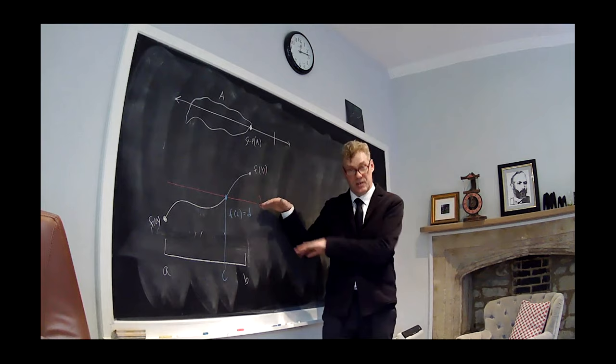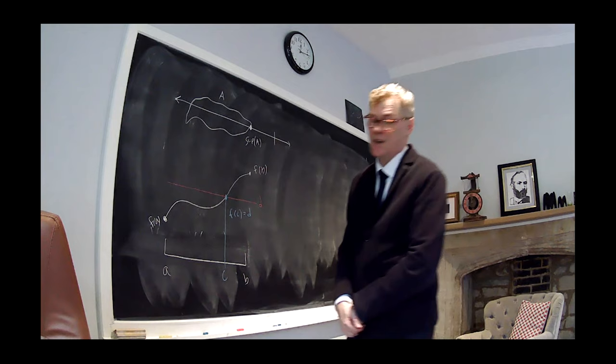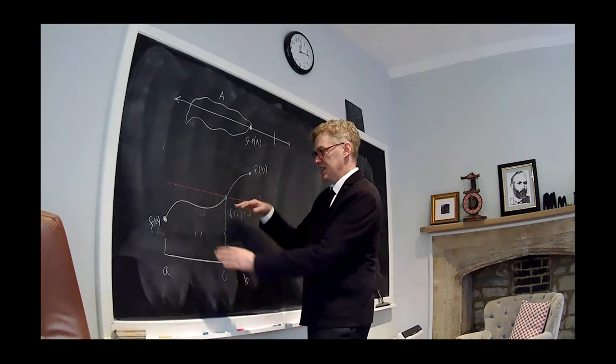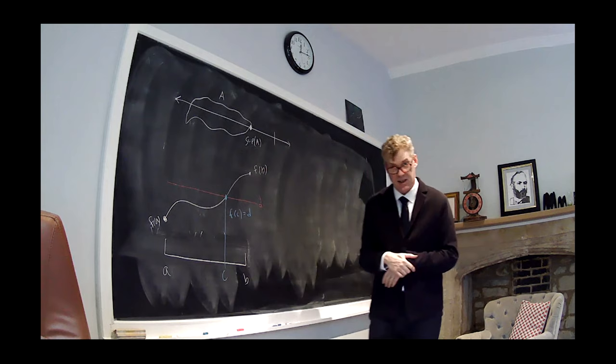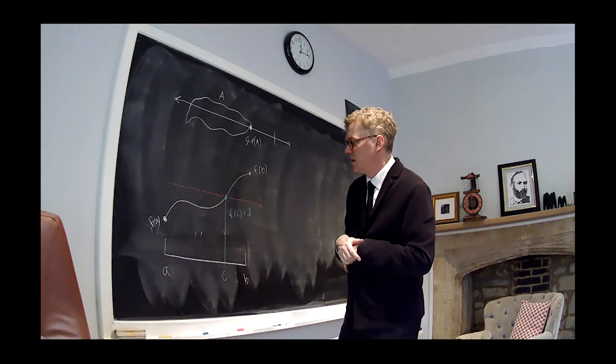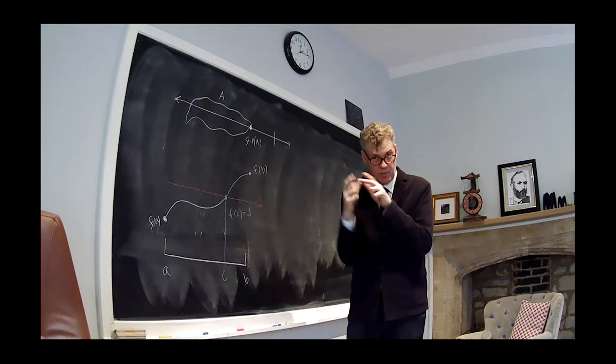So you can prove this by using the least upper bound principle. Namely, you let A be the set of x values where f of x is less than d. And you let C be the supremum of that set, the least upper bound of that set. And then you argue that f of C can't be bigger than d, because if f of C was bigger than d, then in a little neighborhood, it would have to be bigger because of the epsilon-delta definition. And that would contradict that C was the least upper bound.